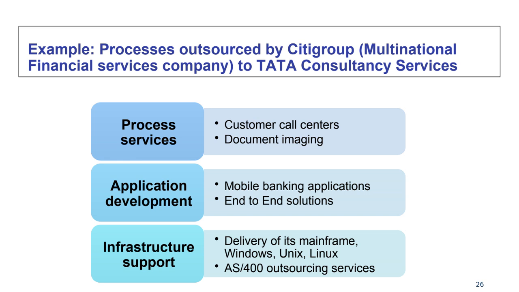Here, in your case study and flipped classroom, you will find a case study about Tata and Citigroup. Citigroup outsourced some processes to Tata. These processes are customer call centers and document imaging, meaning archiving. Also mobile banking applications, end-to-end solutions, and even infrastructure support. All outsourced by Citigroup to Tata. This is the example you will see in the class activity.